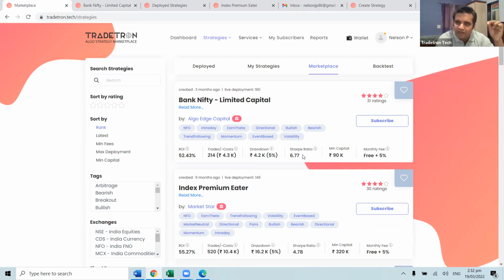So expected return of the portfolio minus the risk-free rate. The risk-free rate is what you get on your fixed deposit. For example, if a bank is giving you 5% as your fixed deposit return, that is your risk-free rate, divided by the standard deviation. That is the unit of risk. Normally, if the Sharpe ratio is greater than 2 as compared to the unit of risk, then that's a good Sharpe ratio.